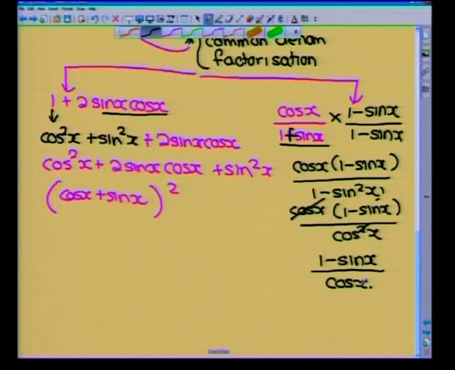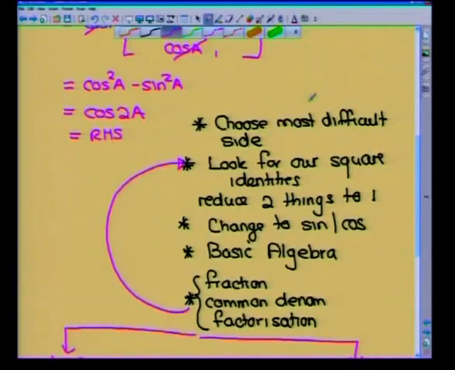Right, so that's what you knew about grade 11. Now let's see how this is going to change for grade 12. Well, basically, the only thing that's going to change for grade 12 is you don't look for the most difficult side. You look for the side with the most compound angles.